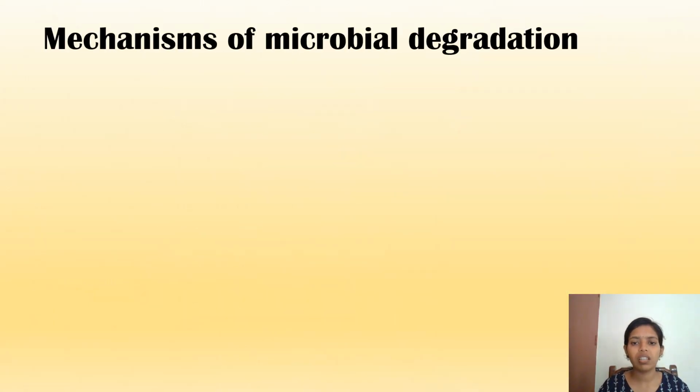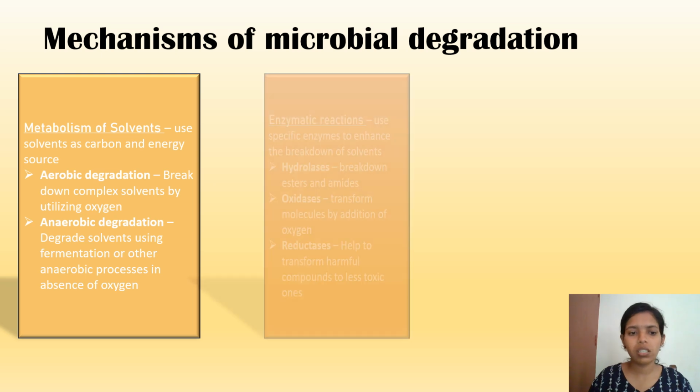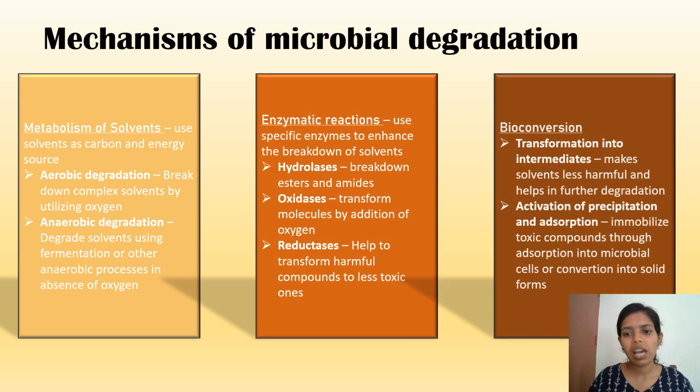So, coming into the mechanisms of microbial degradation, the industrial solvents are biodegraded mostly by microorganisms. For that, the microorganisms exhibit certain mechanisms. So, we can look into some of the main mechanisms of microbial degradation of industrial solvents. These mechanisms are metabolism of solvents, enzymatic reactions, and bioconversion. In metabolism of solvents, these industrial solvents are used as a carbon source or energy source by the microorganisms. So it can be degraded either through aerobic or anaerobic pathway.